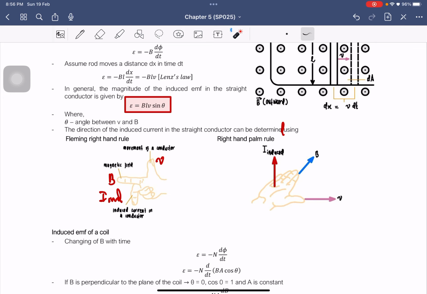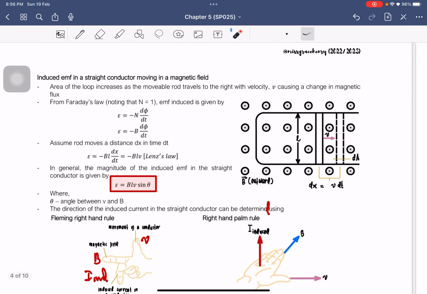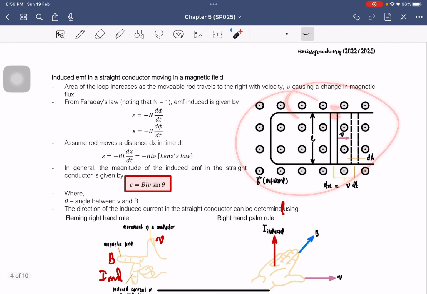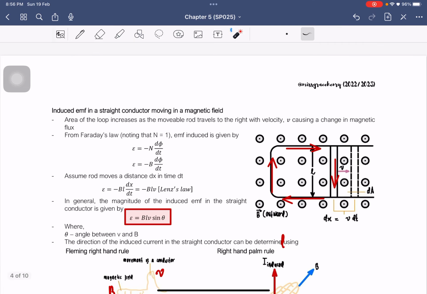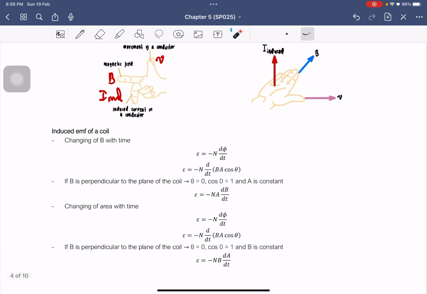Okay, so if we apply it into this diagram here, we will see that the induced current is moving this way. Okay, so if you apply using Fleming's right hand rule or the right hand palm rule, you will get that the induced current is moving anti-clockwise. Okay, what else? Okay, so we have induced EMF of a coil. Just now was the straight conductor, and now we look at the coil.